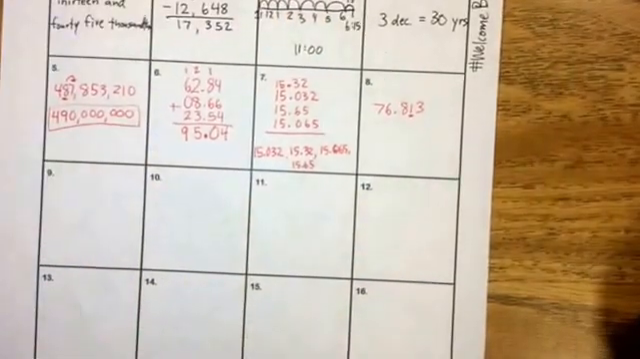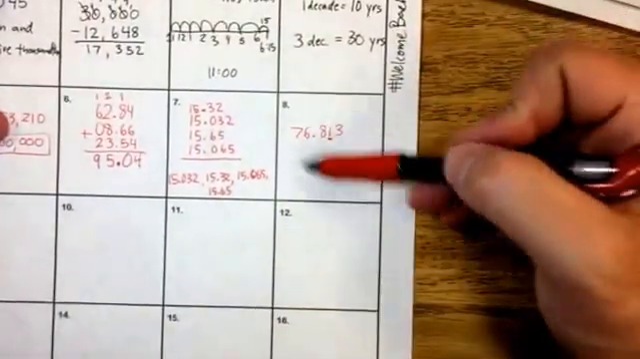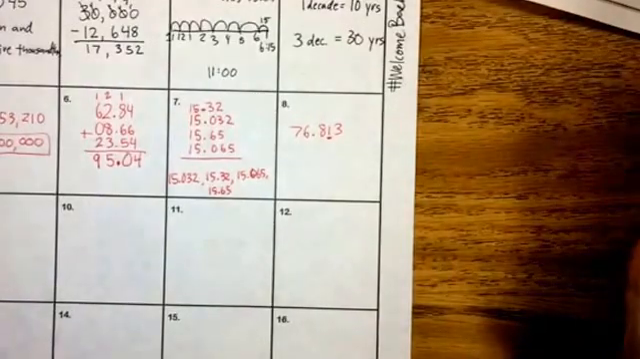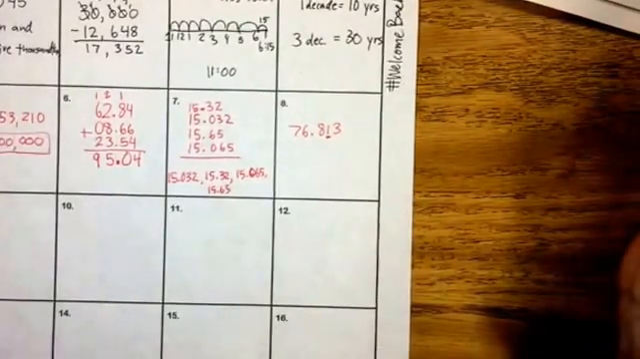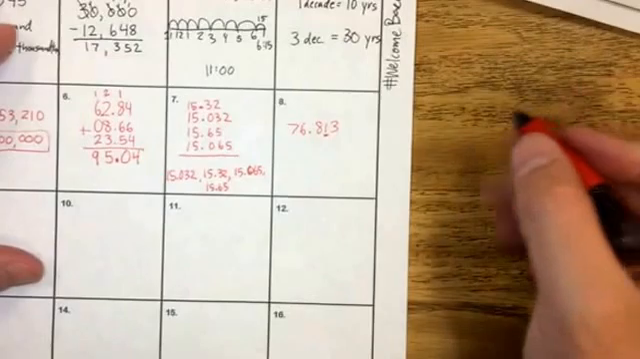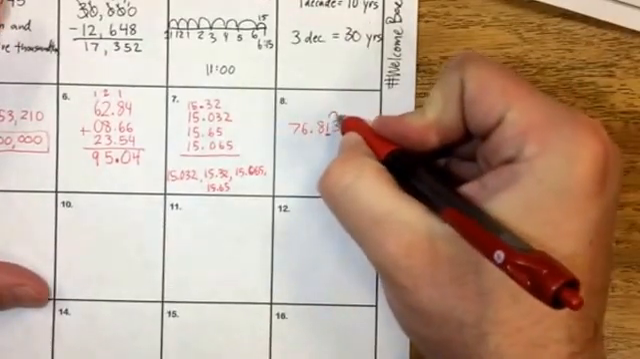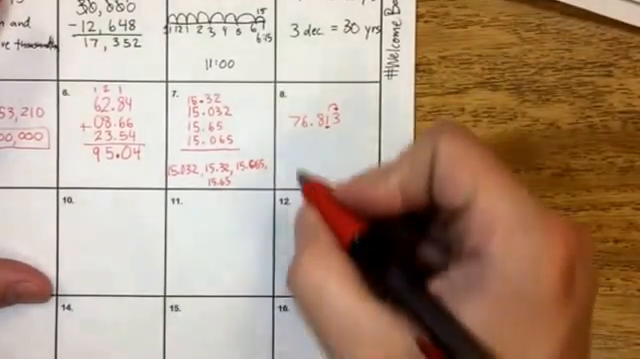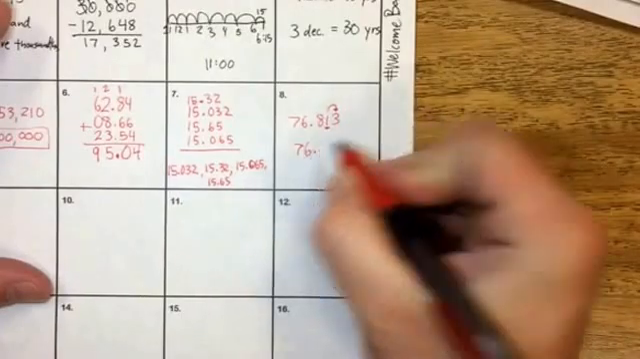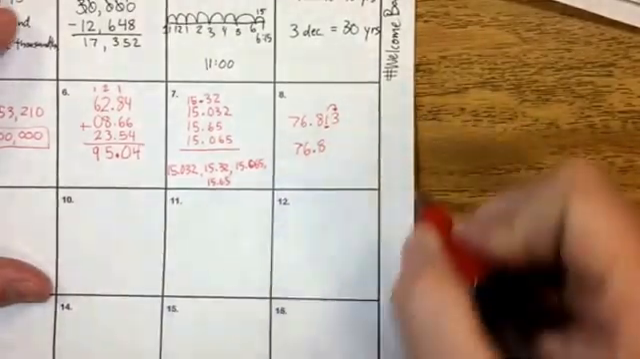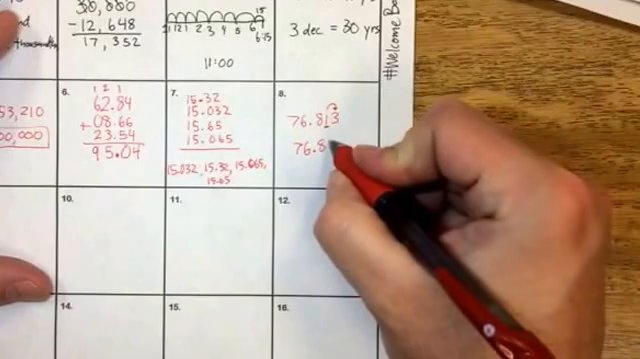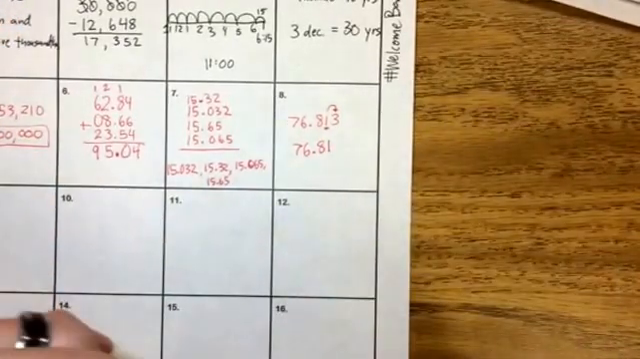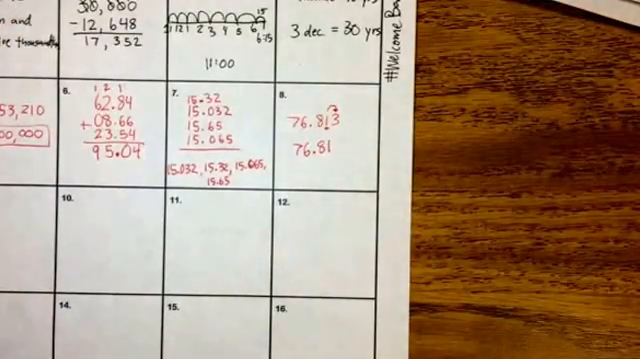And then last but not least, they want us to round 76 and 813 thousandths to the nearest hundredth. What I'm going to do here is take a look at my 3, that's my next door number. I'm going to get 76, and I'm going to keep my 8. This 1 is going to stay the same because we are rounding down, so that rounds down to 76 and 81 hundredths.